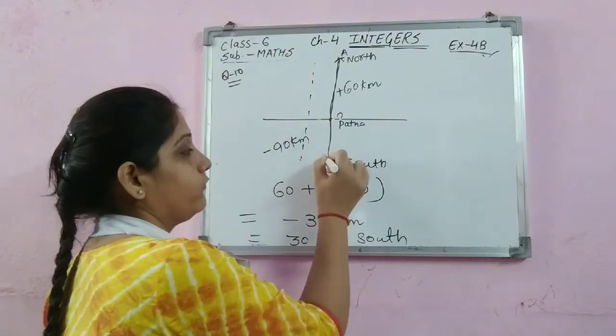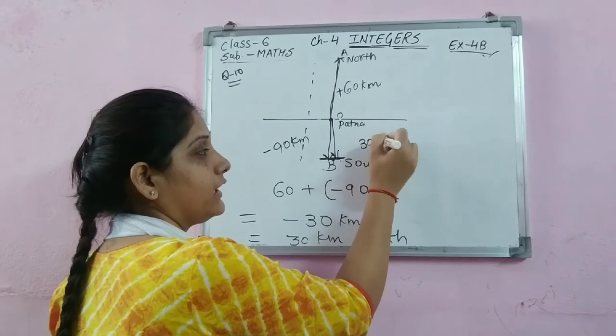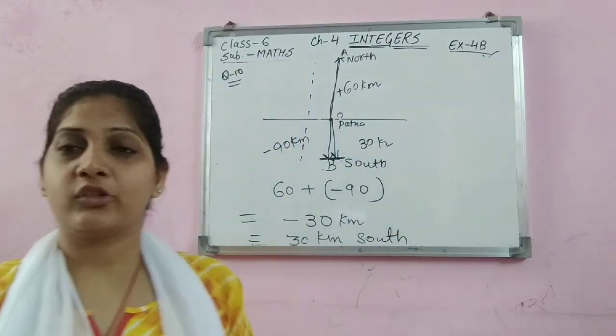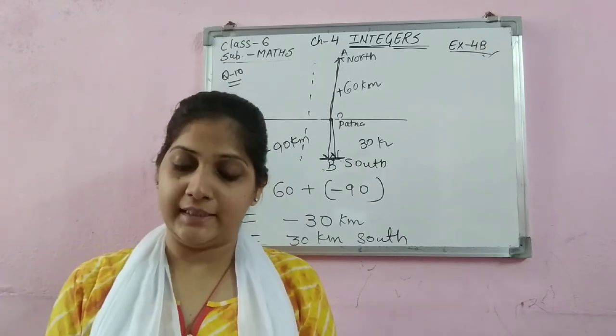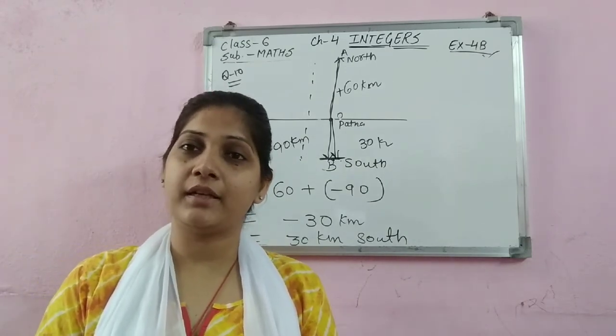You can see here, the car is now at this position. How far from Patna? 30 kilometers. And in which direction? South direction. Okay. So here we are using the concept of integers. So do a lot of practice. Go through your worksheet. Thank you and have a good day.